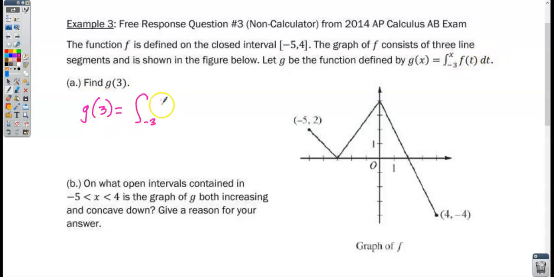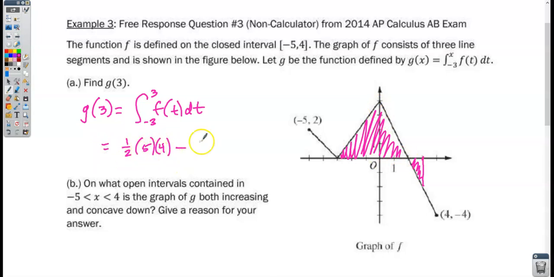So that's going to be the integral from negative 3 to 3 of our function f from the graph. So from negative 3 over to 3. We've got this area up here, 1, 2, 3, 4, 5 for the base, 4 for the height. So that's 1/2 times 5 times 4, minus 1/2 times 1 times 2 for that triangle. And so that gives us 10 minus 1, or 9 for the value of our integral.